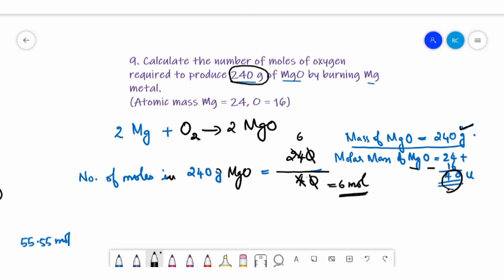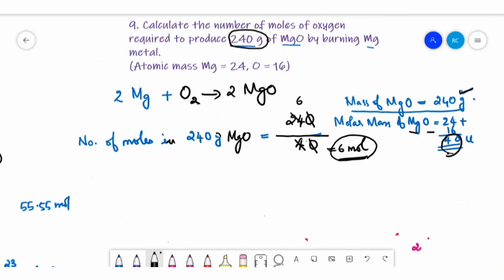Then look at the equation given here. 2 mole of magnesium need 1 mole of oxygen. The question is to calculate the number of moles of oxygen required to produce 240 gram of magnesium oxide, which we calculated in terms of mole, that is 6 mole. From the reaction we can see that 2 mole magnesium need how many mole of oxygen? Nothing is given here, which means 1 mole oxygen.